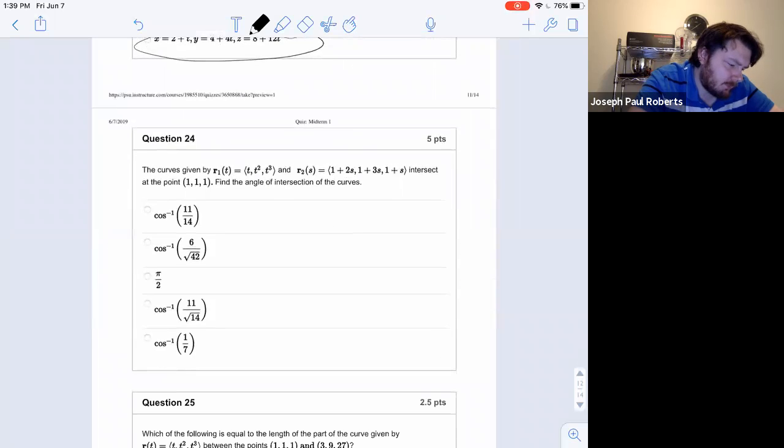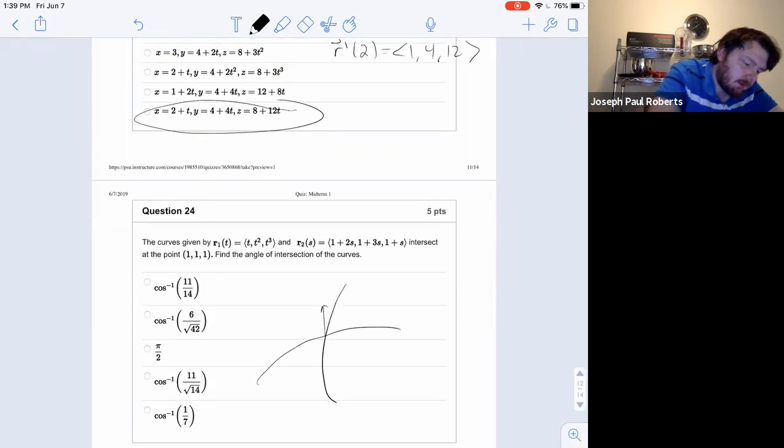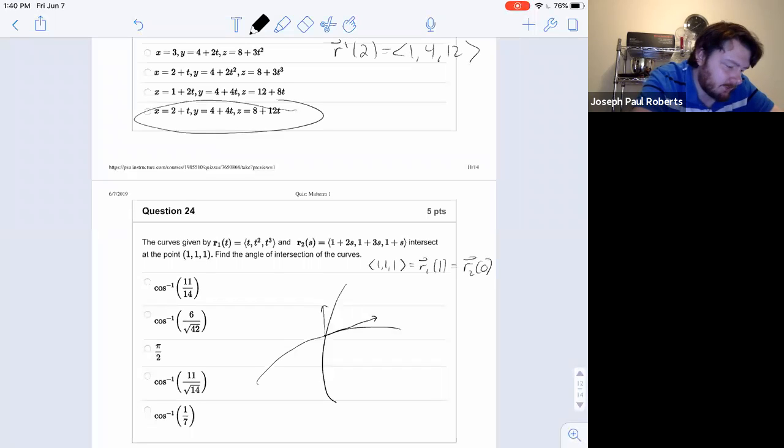Curves intersect at this point, find the angle of intersection. So this is another sort of little tricky question, but it was also on the homework. If you have 2 curves that intersect, it's the angle between the tangent vectors that's going to give you the angle between the curves. So they intersect at the point 1, 1, 1. Notice that 1, 1, 1 is R1 of 1 and R2 of 0. So you have to figure out which t and s values for R1 and R2 spit out 1, 1, 1. But without too much trouble, you get that, yeah, it's t equals 1 and s equals 0.